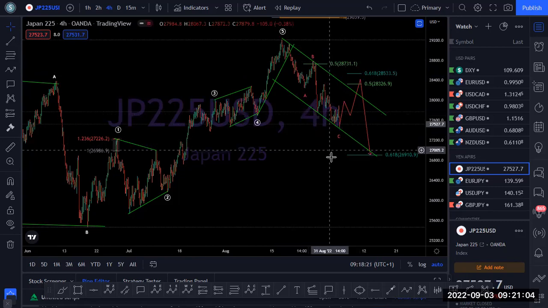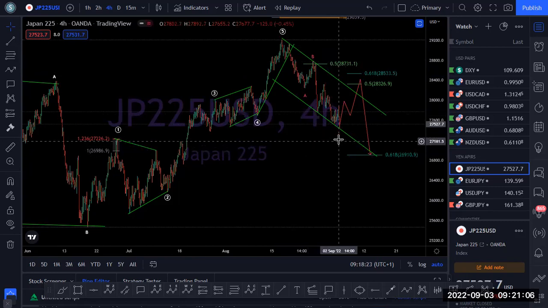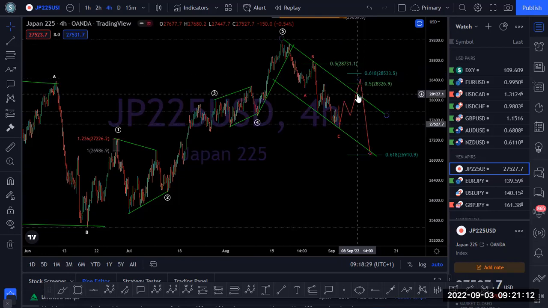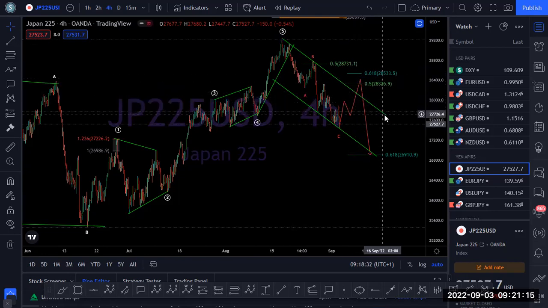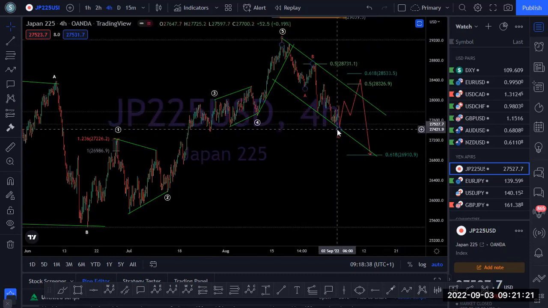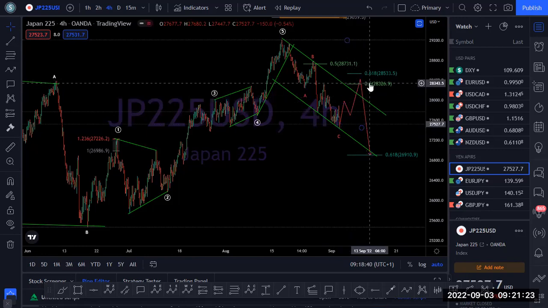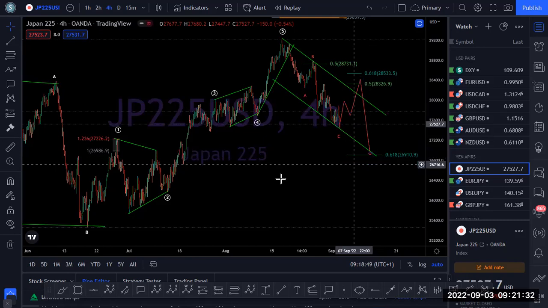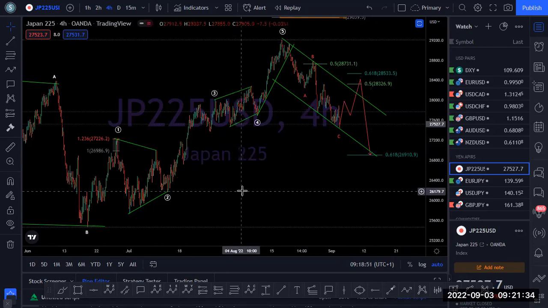So I'm expecting the market to either give me ABC up, or it may end at this channel. One of the scenarios is what I'm expecting. Then if I get a nice ABC, I will sell again and target 26868.